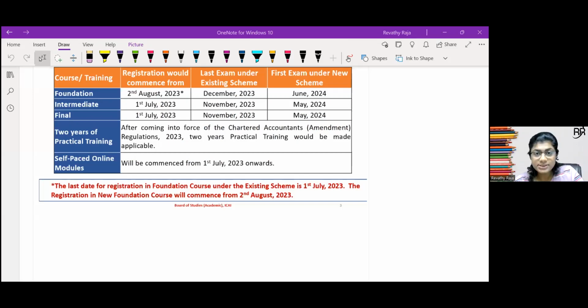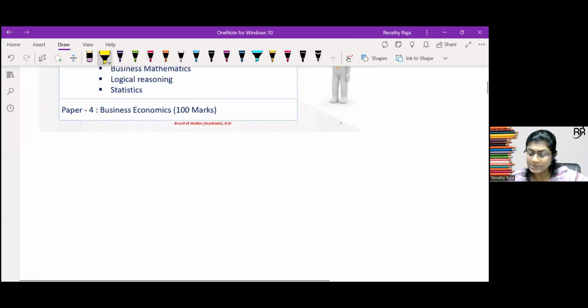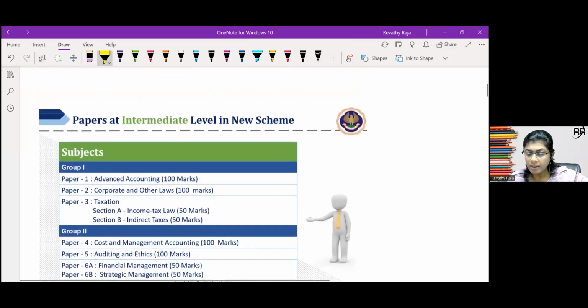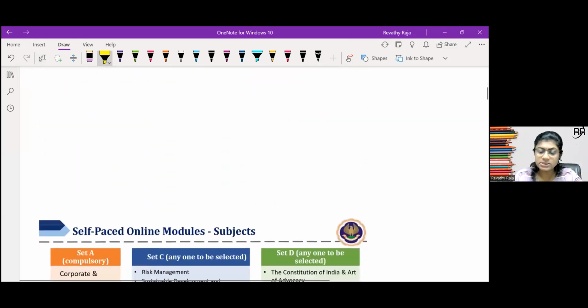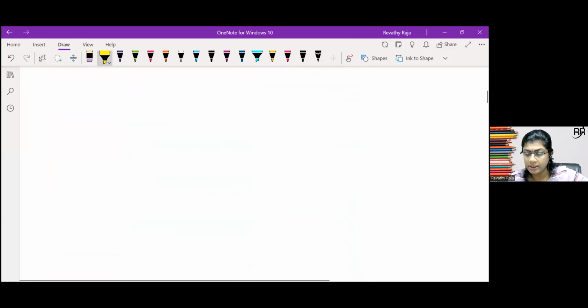In the transition scheme, which was announced on 1st July 2023, they have said that the self-paced online module will commence from 1st July 2023 onwards. Okay, which is the starting date for commencement of our new syllabus. And this we have already discussed regarding set A, B, C, D.